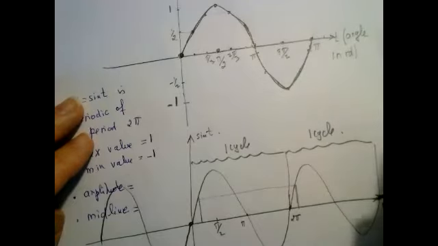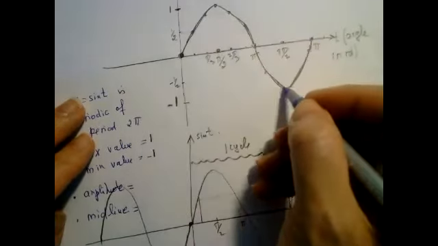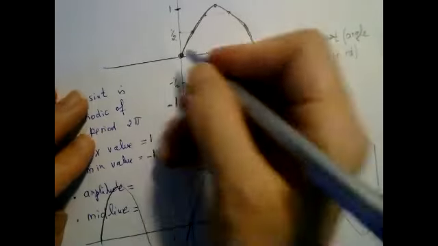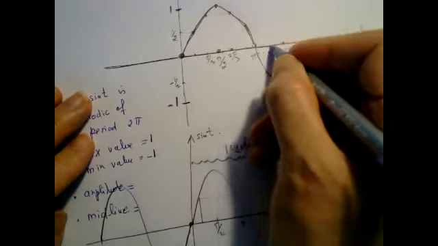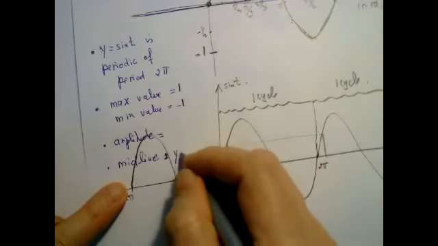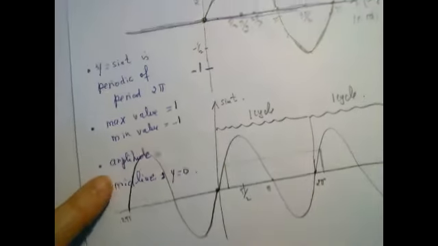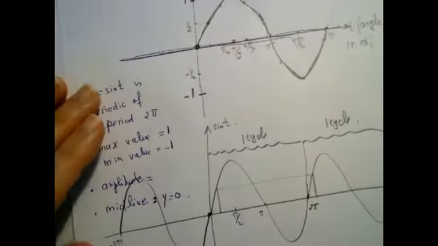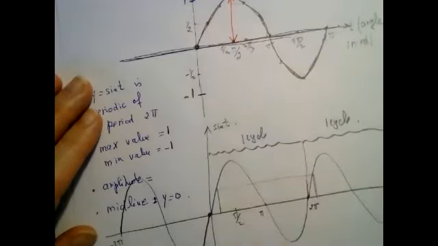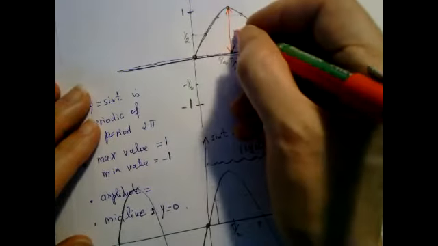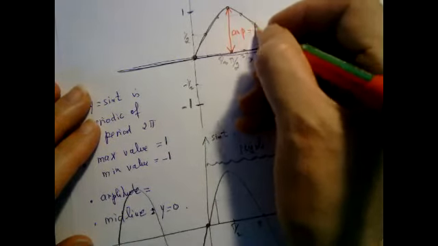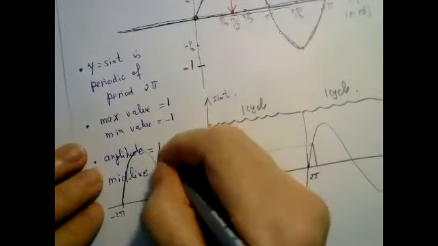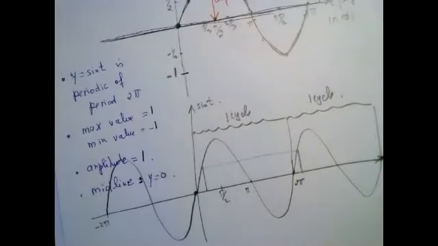Remember, the max is 1 and the min is -1. The midline is the line halfway between the max and the min. So the midline is this one, y equals 0. And the amplitude, as we said, is how far the maximum is from the midline. So the amplitude is equal to 1.